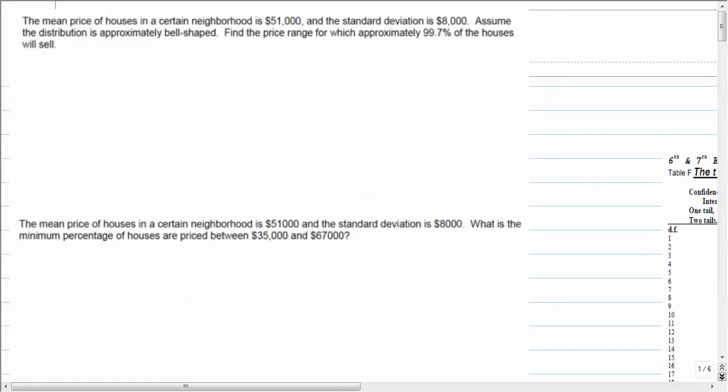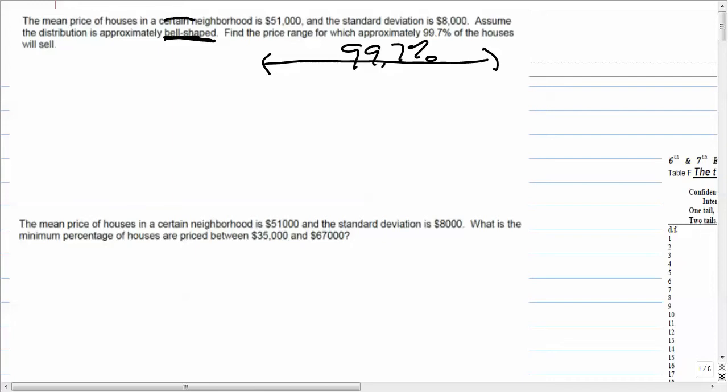Okay, our first problem. The mean price of a house in a certain neighborhood is $51,000. The standard deviation is 8,000. Assume the distribution is approximately bell-shaped, and we want to find the price range for which approximately 99.7% of the houses will sell. So basically we want an interval where 99.7% of the data lies between these 2 points.